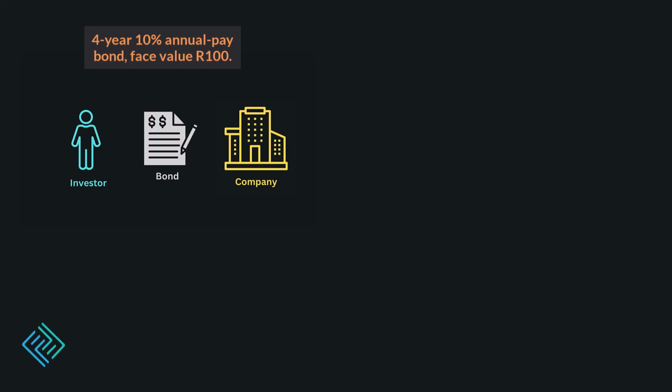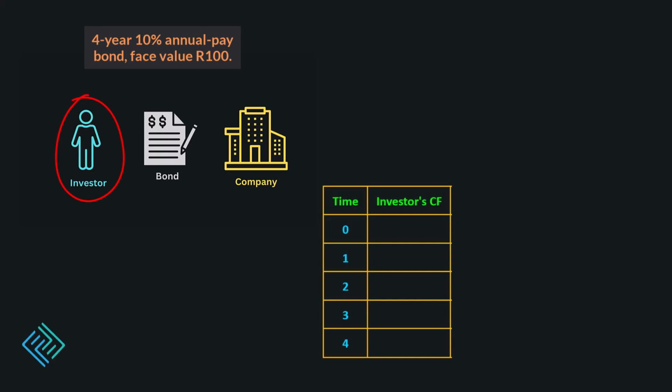Imagine now that you are the investor. You buy the bond, and that's money out of your pocket, which is to say a negative cash flow. Then, over time, you receive coupon payments, and the contract term ends with you getting back the bond's face value. All of these are positive cash flows to you, and you would set up your timeline accordingly.